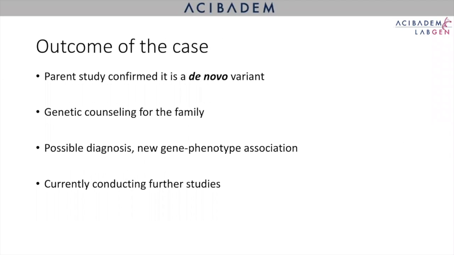As the outcome of the study, we performed parent study for our patient and confirmed that this is a de novo variant, and genetic counseling was given to the family, and we explained that this is a possible new gene phenotype association that can explain our patient's condition. Currently, we are conducting further studies to confirm this diagnosis.